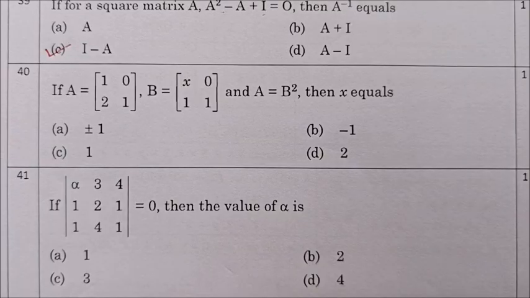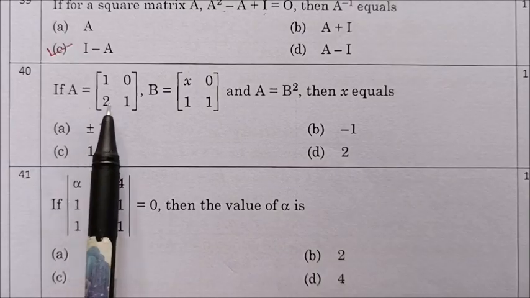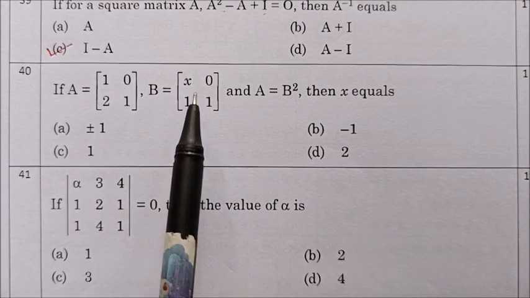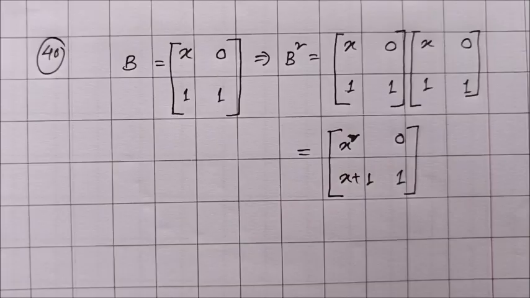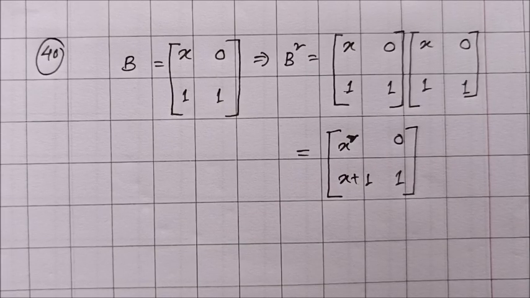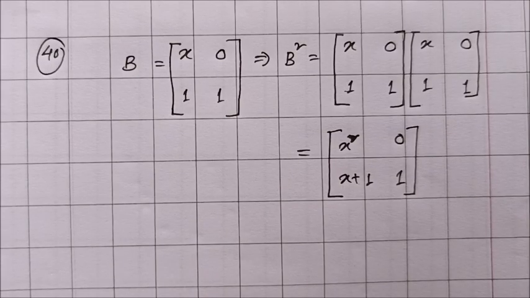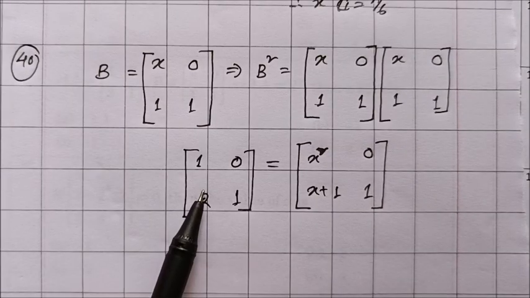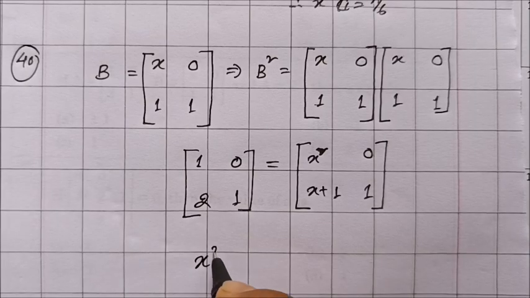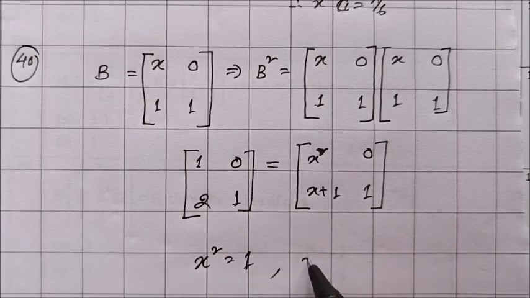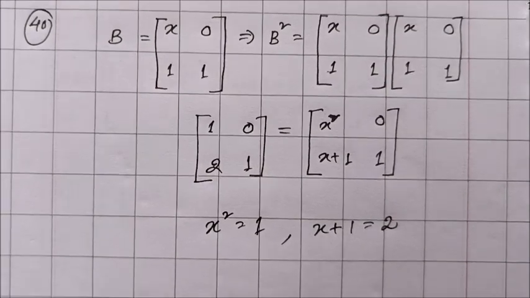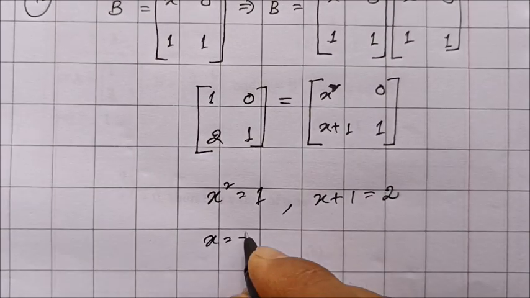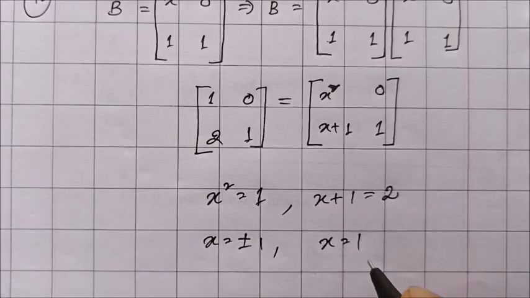Question number 40. If A equal to this much, B equal to this much, and A equal to B square, then x equals. So we have found B square. Now we have to equate it to A. So your x square is equal to 1 and x plus 1 is equal to 2. So this is possible: from this x equal to plus minus 1 and from this x equal to 1.